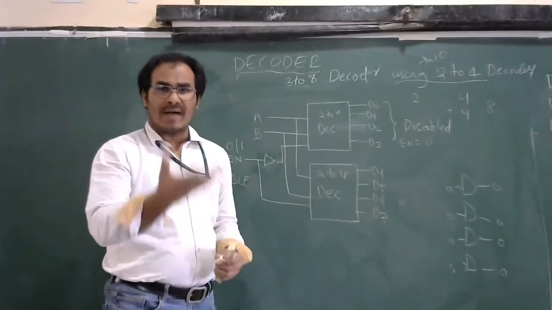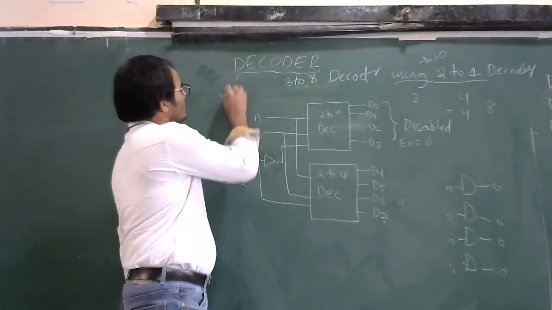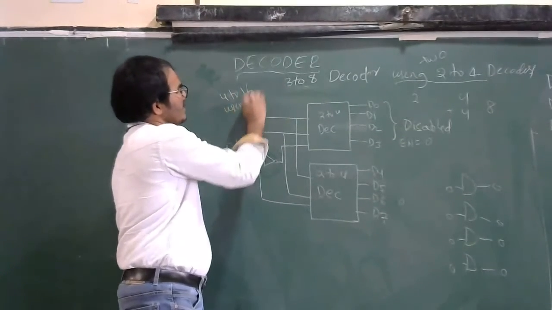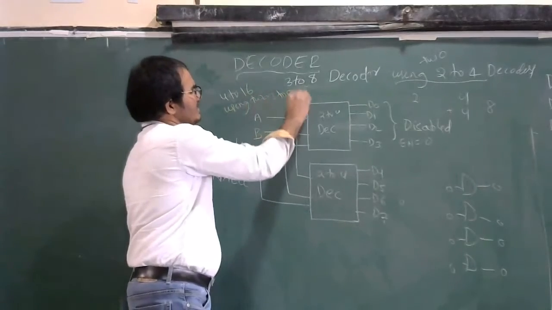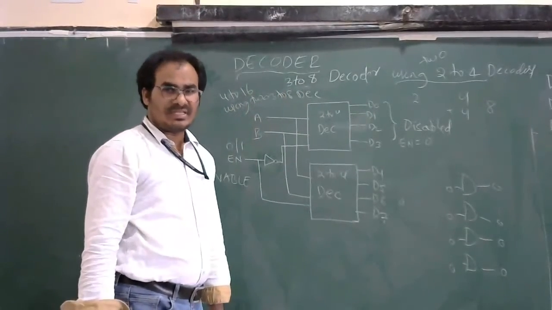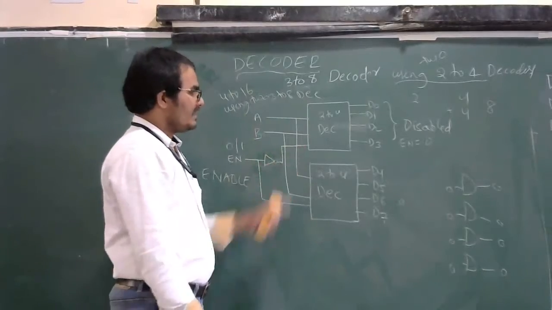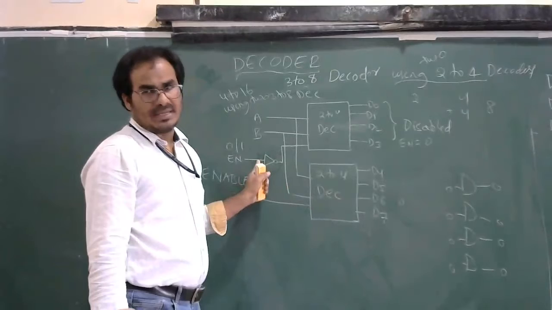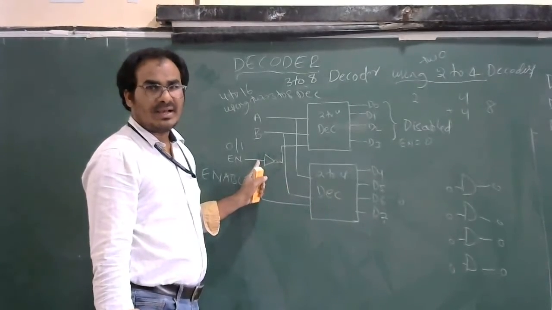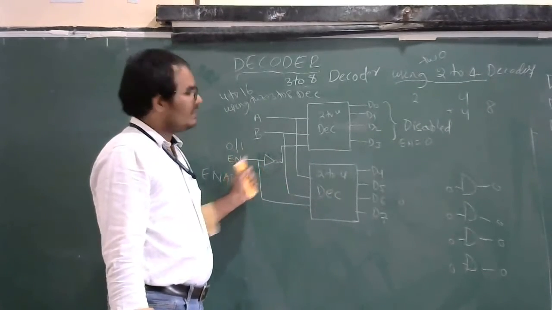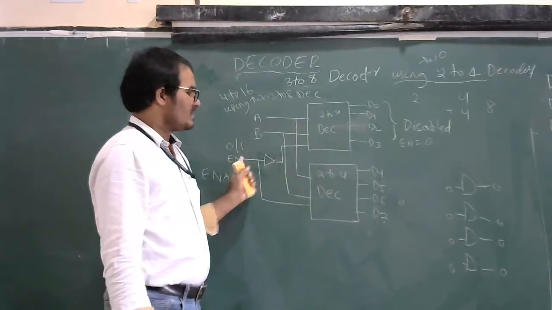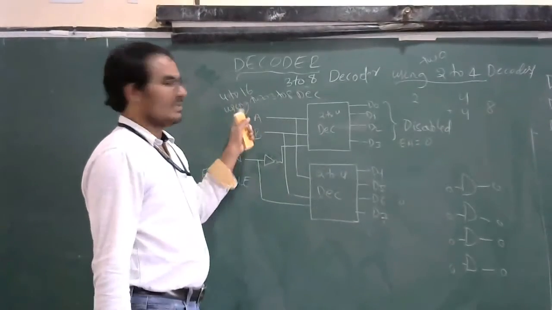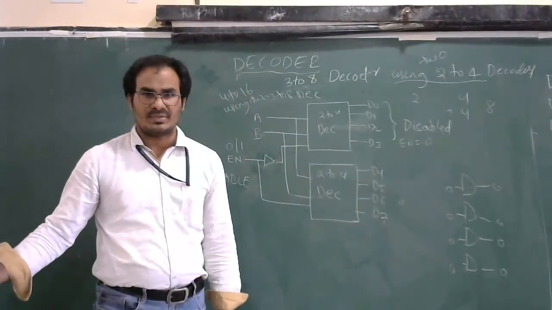The same logic you can apply to implement a 4 to 16 decoder using two 3 to 8 decoders. So what will be the change? 3 inputs and 8 outputs will be present on each decoder, and the fourth input will be the enable input. If the enable input is 0, the upper decoder will work. If the enable input is 1, the lower decoder will work. And that is the logic of how to get a 4 to 16 decoder using 3 to 8 decoders.